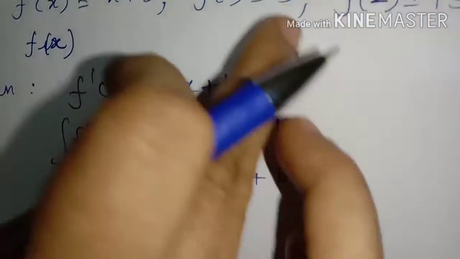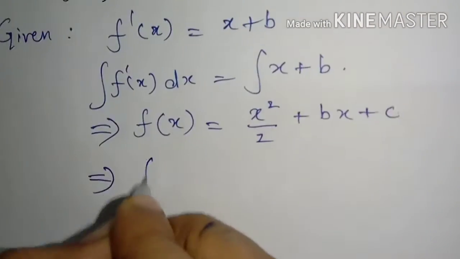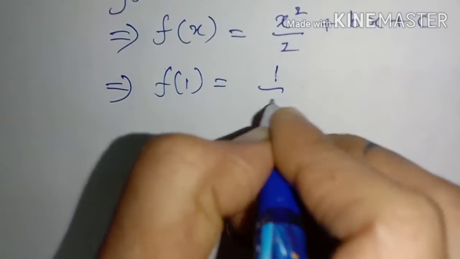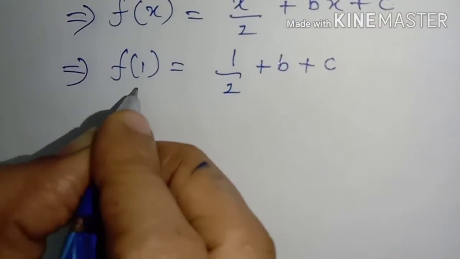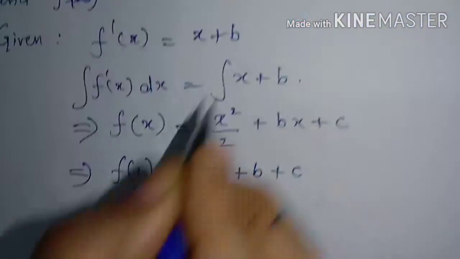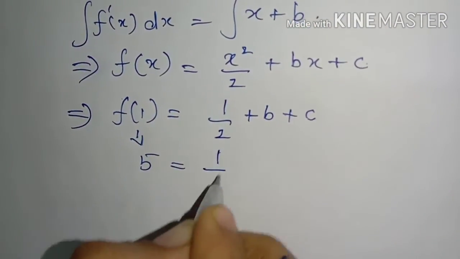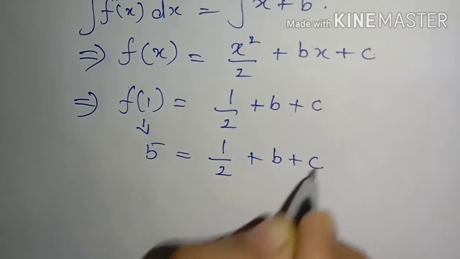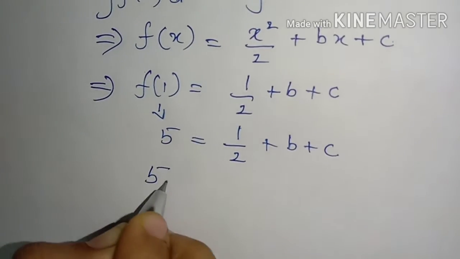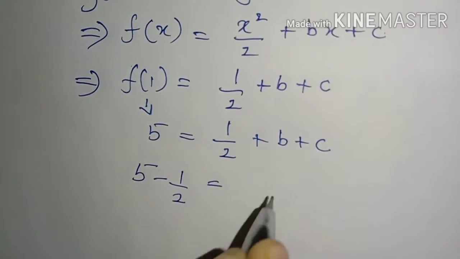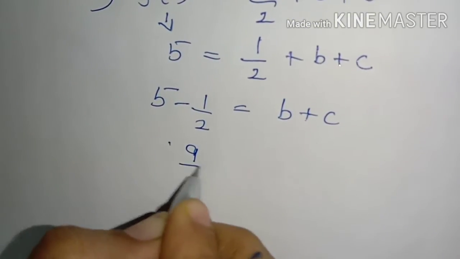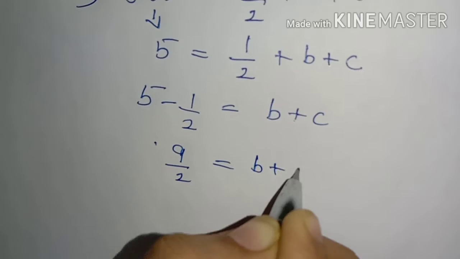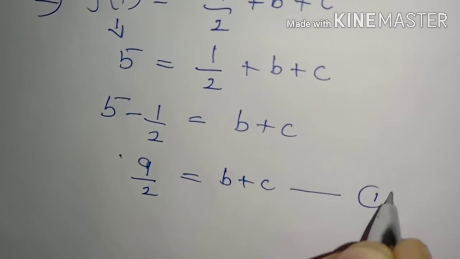So substituting these two values, you will get f of 1 is equal to 1 by 2 plus b plus c. What is f of 1 here? It is given 5. So 5 is equal to 1 by 2 plus b plus c. Take this 1 by 2 across: 5 minus 1 by 2 is equal to b plus c. So 10 minus 1, 9 by 2, that is equal to b plus c. Consider this as equation 1.